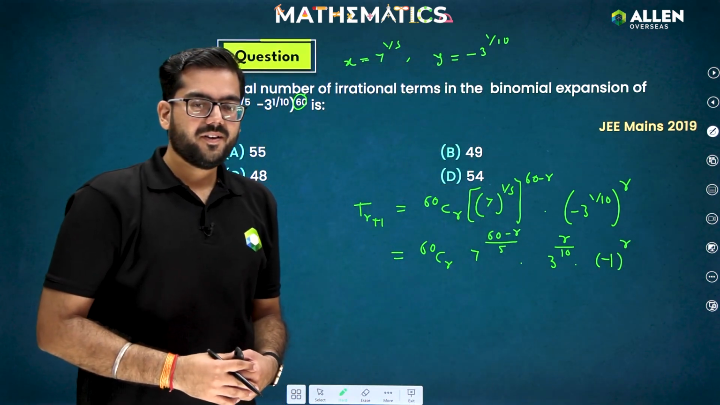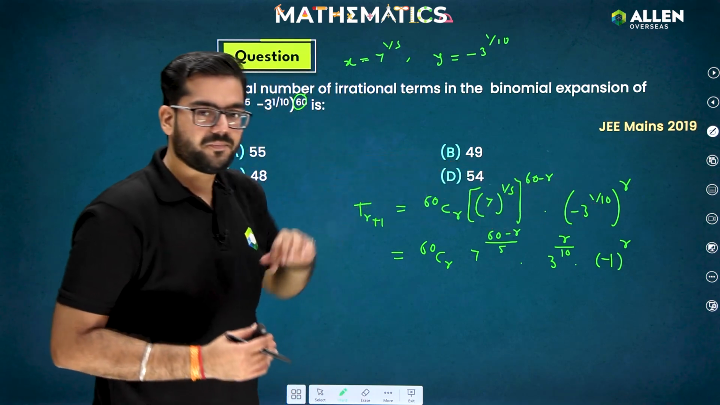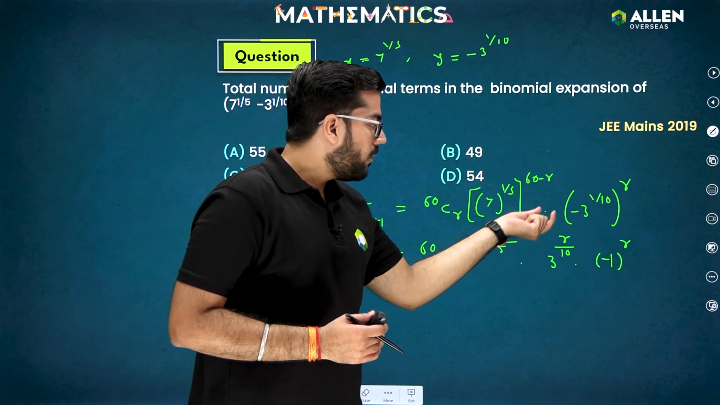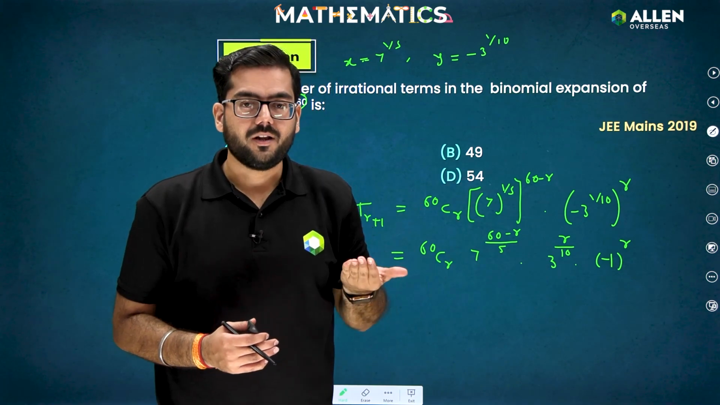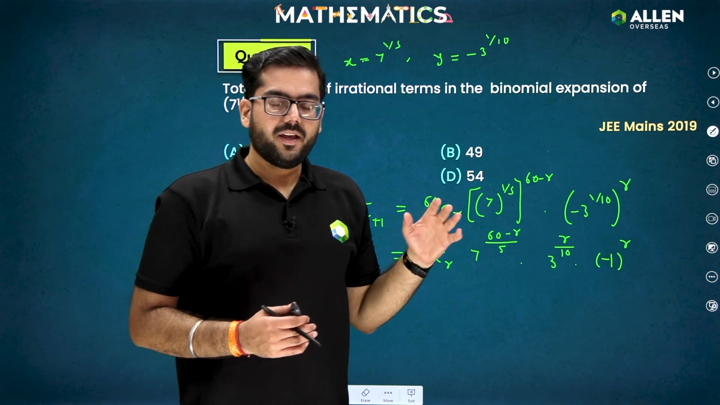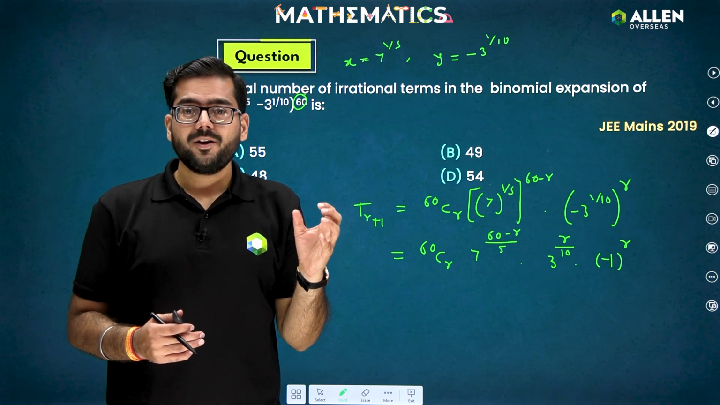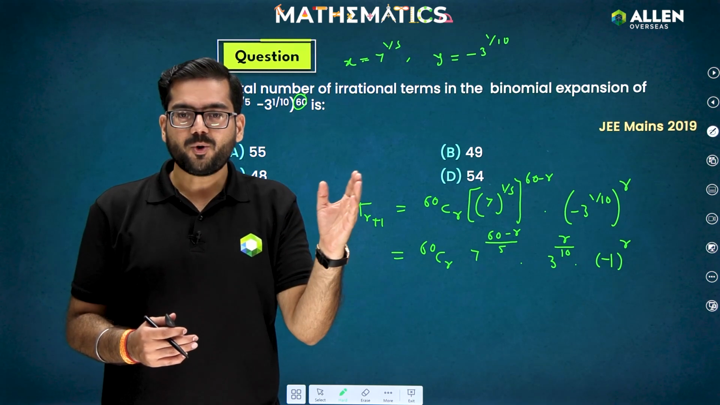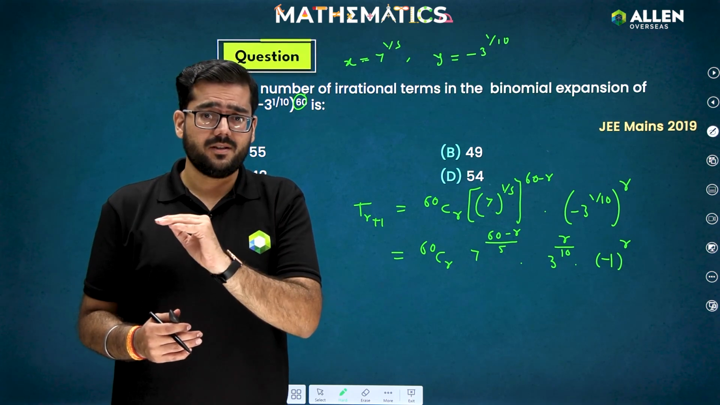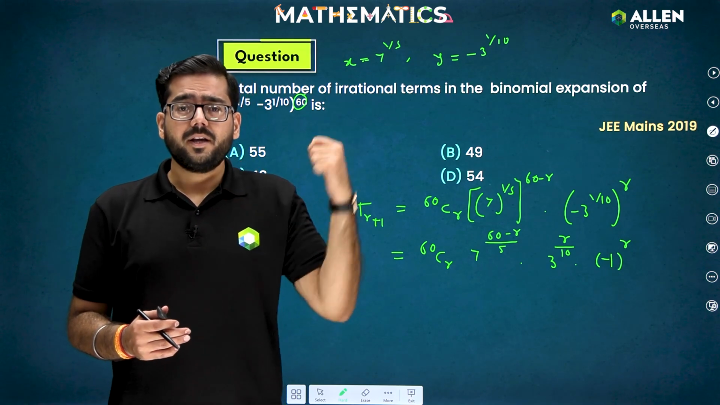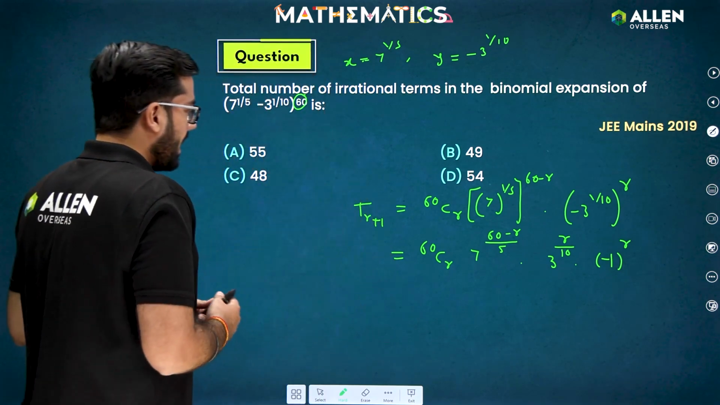That's it. Now I am going to observe these two things. I am going to solve for rational, right? If we have the proper data for the rational, then at the end we will subtract from the total number of terms. We will get the number of irrational terms, which is the actual requirement in this question.